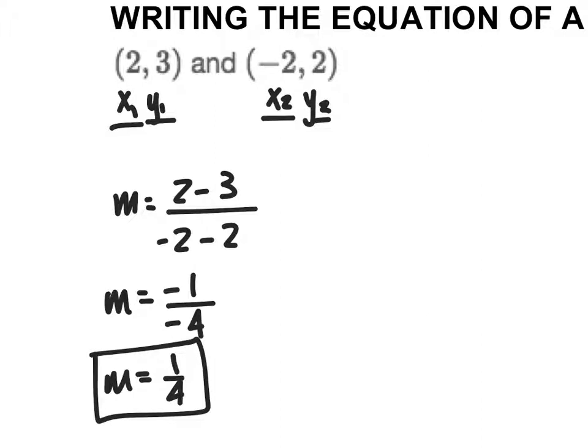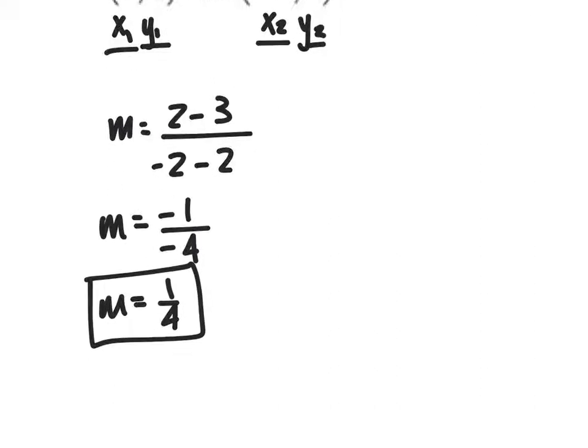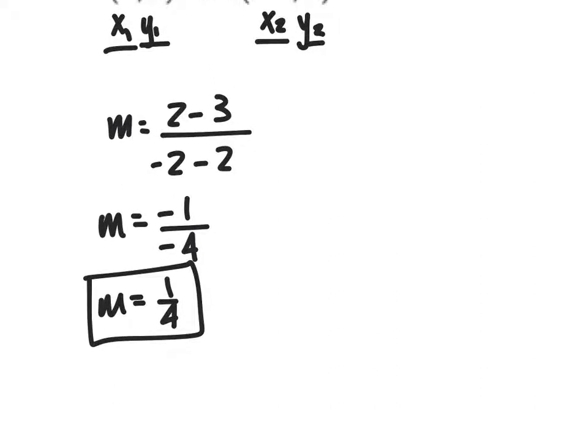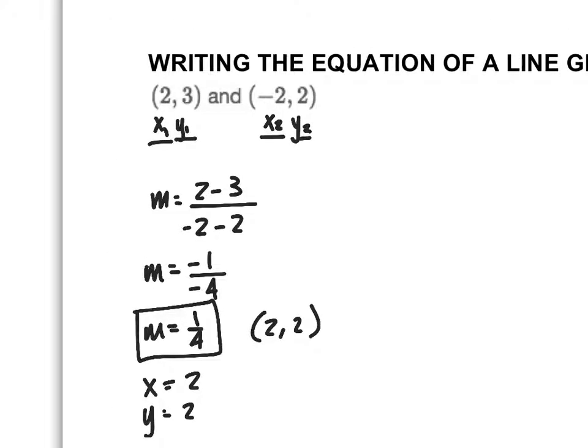If I'm given 2 points, I can calculate my slope, but now I have to figure out which point I want to use. It doesn't matter. I have to choose which point I want to use to help me write my equation. Typically I choose positive numbers, but it won't matter which one we use, so I'm just going to use the first point. So my m is 1/4, and then I have the point 2, 2. So x is equal to 2, and y is equal to 2. Or it should be 2, 3, not 2, 2. So this is 2, 3. Change that to a 3.